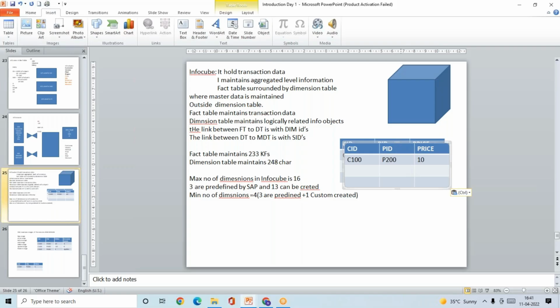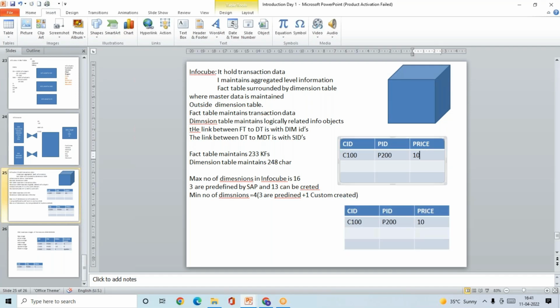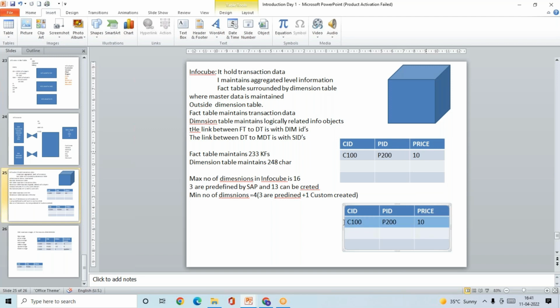Okay, what I am saying is, this is the record which is already available. Again, I am loading this record. In the DSO, what will happen? It will override, because the ODS has override functionality.